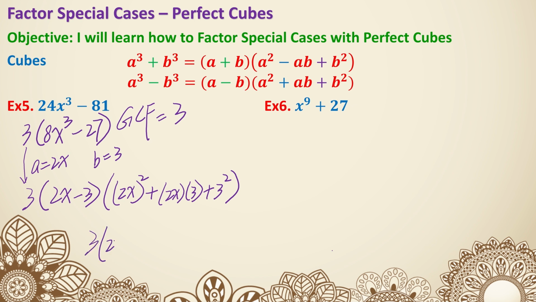Simplify. 3 in the front, 2x minus 3 inside the first parentheses. Then you square the whole thing, 4x squared plus 6x plus 9. That is example 5. Next, example 6.